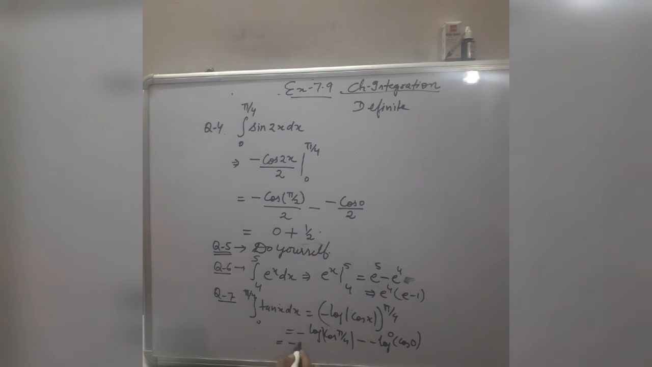All of you know the value of cos pi by 4 is 1 by root 2. So it becomes log 1 by root 2, minus minus becomes plus. The value of cos 0 is 1, so in place of cos 0 write down 1, it becomes log 1, and log 1 is 0. So after that you will get the value, this minus log 1 by root 2, and this minus you can take in power, so log 1 by root 2 raised to power minus 1.